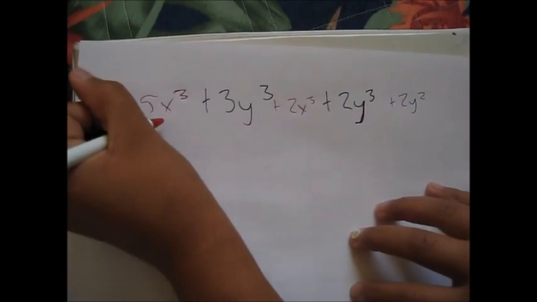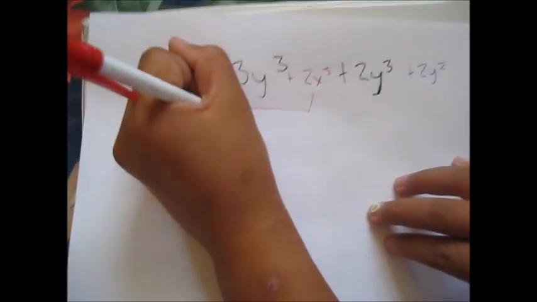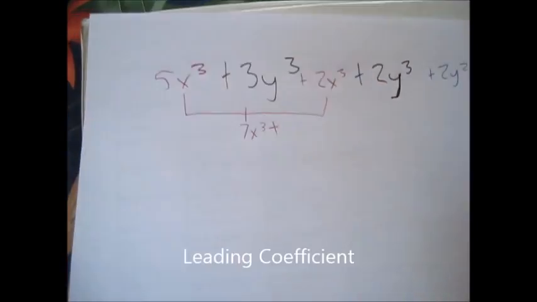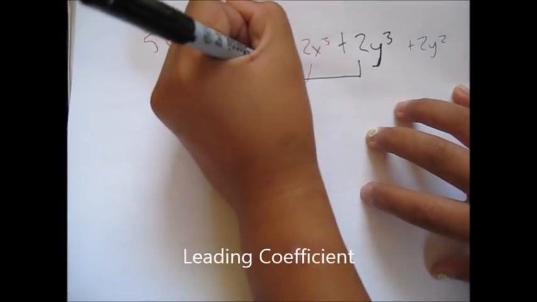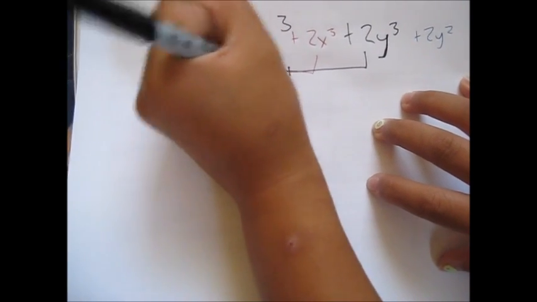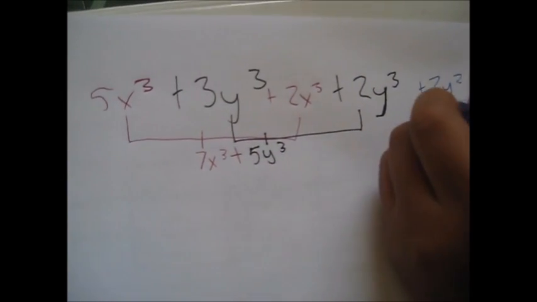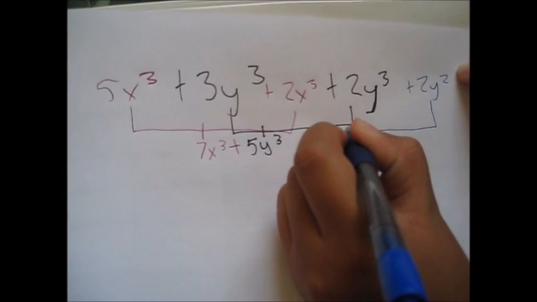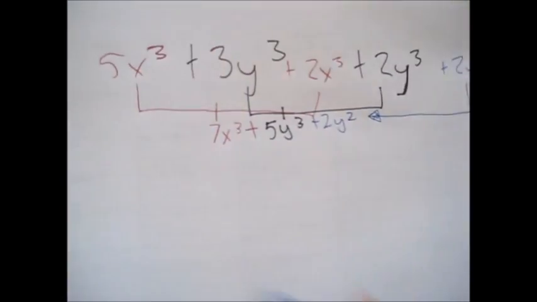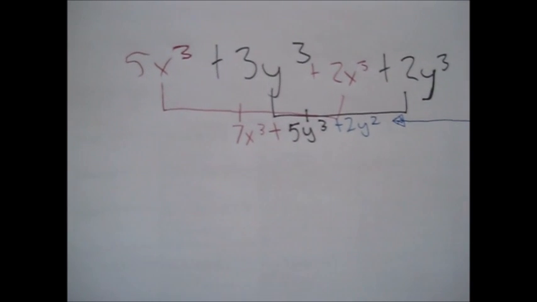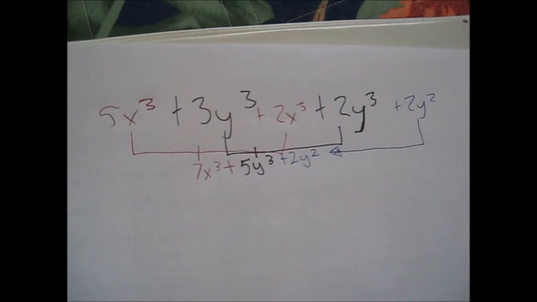Hi guys, I forgot to tell you, when you're adding like terms together into one polynomial, you need a leading coefficient. What a leading coefficient is, the number before the variable needs to be the biggest, and the exponent also needs to be the biggest out of all of them. So that's why 7x cubed is in the back of 5y cubed, and 2y squared is in front of 5y cubed, because 2 is smaller than 5, and squared is also smaller than cubed.